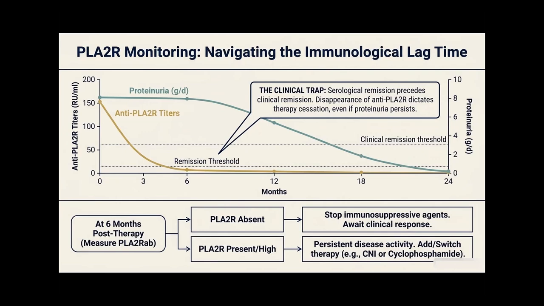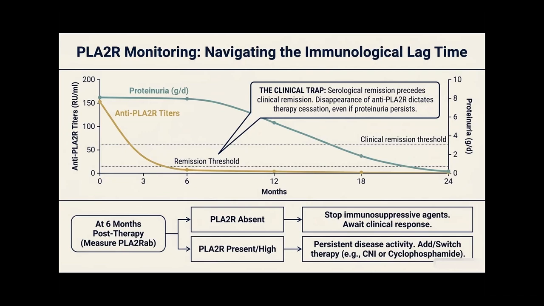Disappearance of anti-PLA2R dictates therapy cessation. I know now that the patient is remitting and responding when the anti-PLA2R titers are coming down. In that case, when the anti-PLA2R titers are coming down, I can stop the treatment even though the proteinuria is continuing. I don't have to wait for the proteinuria to stop.